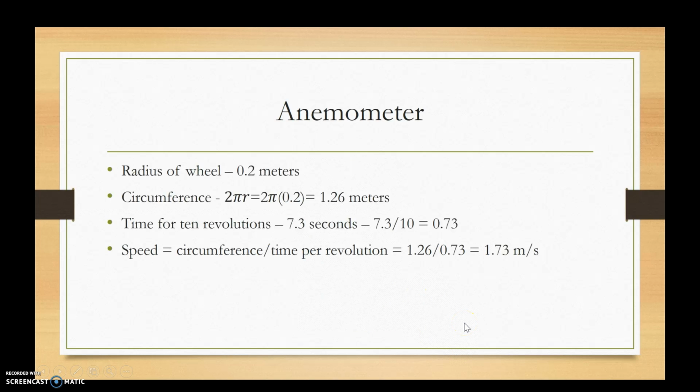Alright, so for the anemometer, the radius of the wheel was measured to be 0.2 meters. Circumference is 2 pi r, so 2 pi times 0.2 meters is 1.26 meters of circumference. We measured the time it took for 10 revolutions was 7.3 seconds, so that's 0.73 seconds per revolution. And then the speed is just the circumference divided by the time per revolution. So 1.26 divided by 0.73 is 1.73 meters per second, the speed of the wind, or fan wind, whatever.